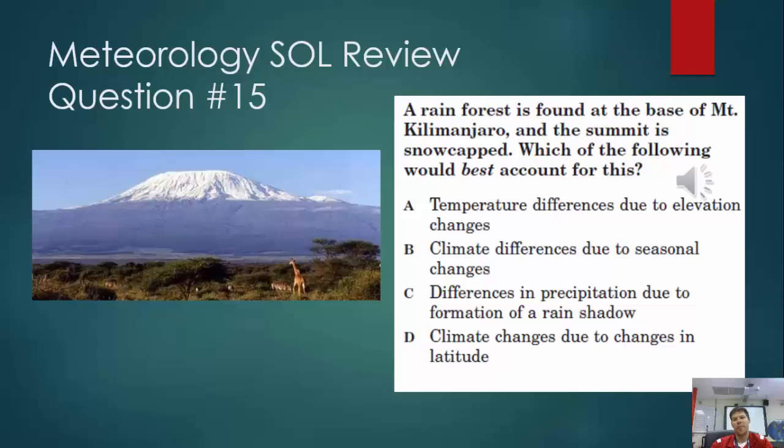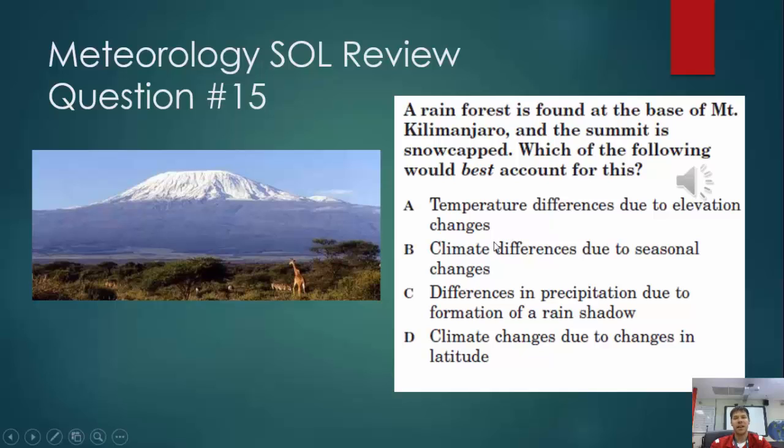Rainforest is found at the base of Mount Kilimanjaro in Africa. Remember the base I'm talking about down here. So we have a rainforest. And the summit, remember the summit is the top of the mountain, is snow-capped. Which of the following would best account for this? So why would we have snow at the top of the mountain and a rainforest at the bottom of the mountain? Could it be A, temperature differences due to elevation changes?